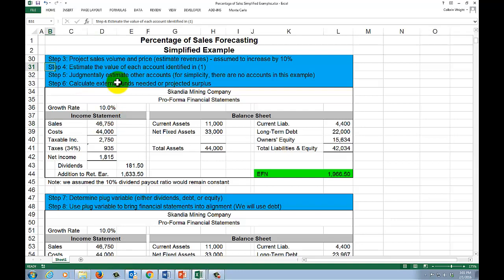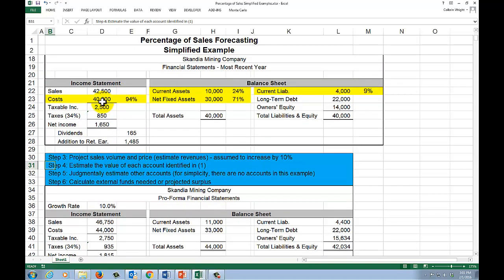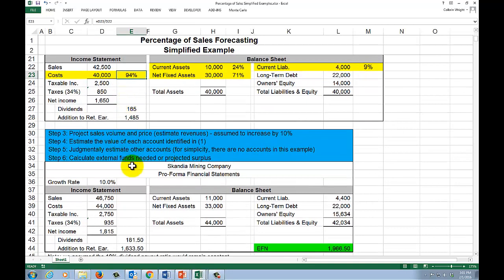Step 4, estimate the value of each account that we identified in step 1. And the way that we do that is we know that costs are 94% of sales. So what we will do is we will take 94% of our new sales forecast, and that will give us $44,000. We know that current assets in the previous year were 24% of sales.